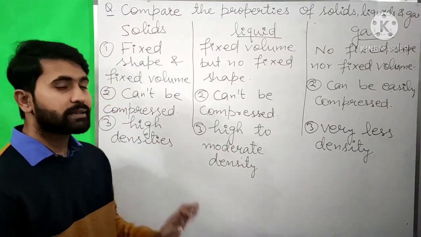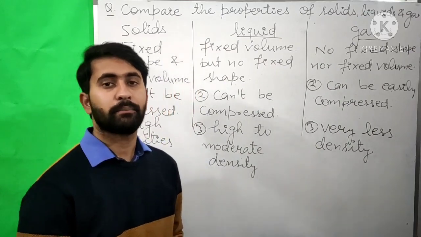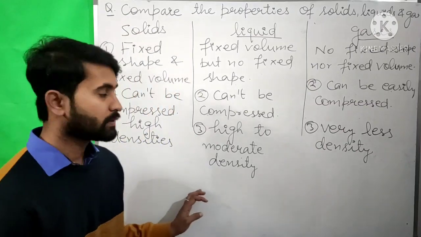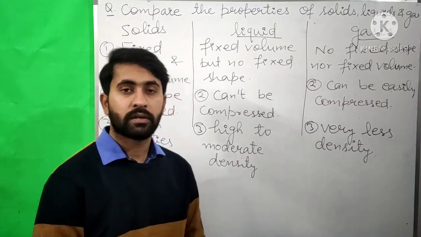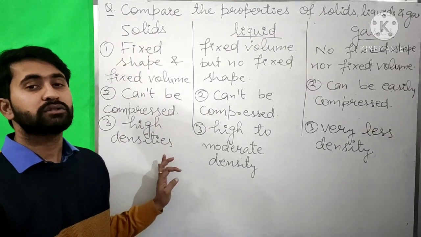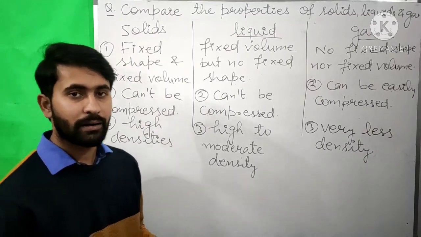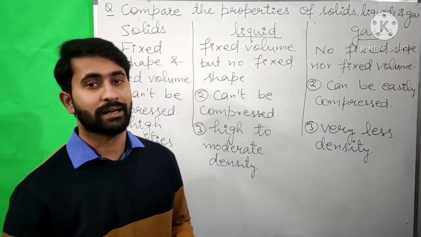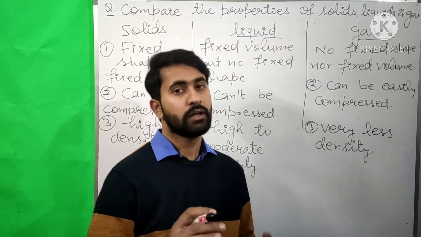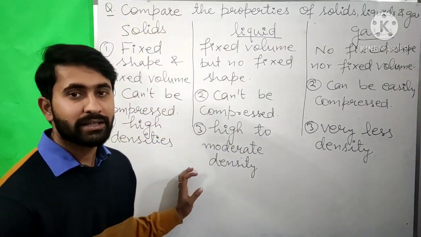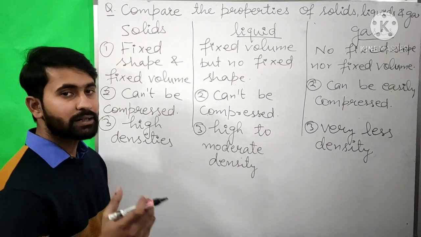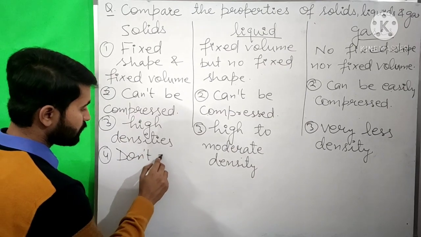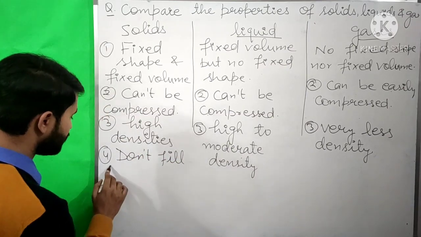Now, solids do not fill their container completely. The next property is that solids do not fill their container completely. Like if we take 1 kg of sugar and keep it in a container whose capacity is 2 kg, that 1 kg of sugar will not fill the container completely.